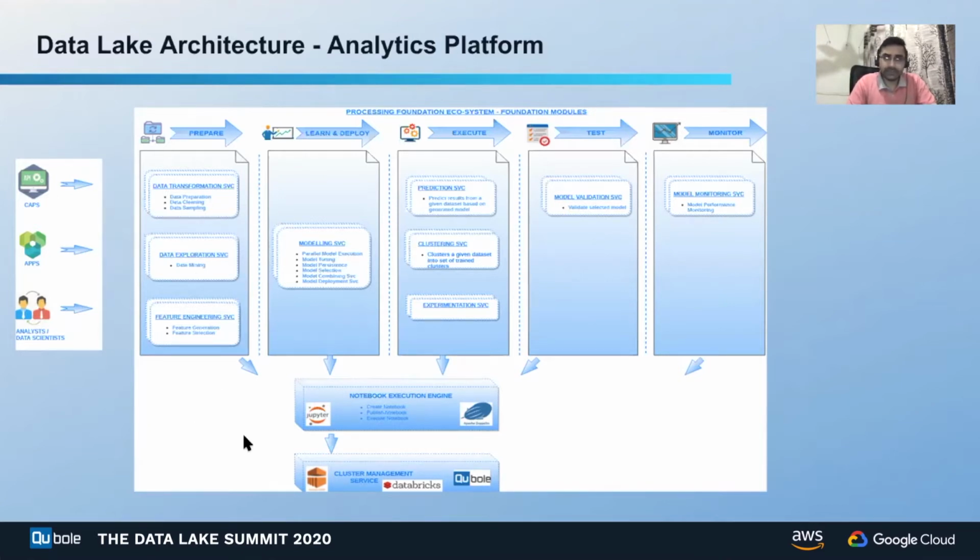The second vertical being learn and deploy. This is our typical model deployment microservice. And as you can see, the microservice is called modeling service. And then there are tons of things that it does: your model execution, your model optimization, model selection, combination of models, your model deployment. So in general, an abstracted microservice which can take care of your modeling in general.